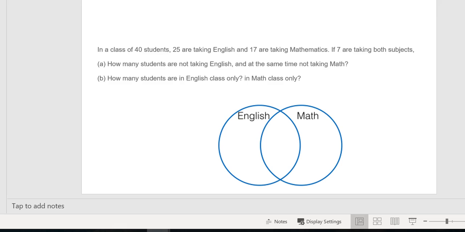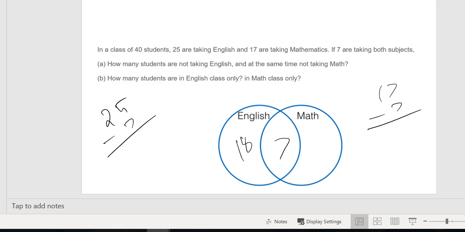So the first thing you can do is put 7 right here. It says that there are 25 people taking English. It does not say how many people are strictly taking English, so there could be some of those people taking math as well. So you take 25 minus 7, because 7 of those 25 students are taking math. I do the same thing, 17 minus 7, and get 10. So that means 10 students are just taking math.